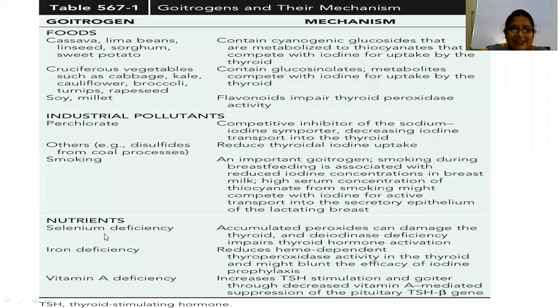Then nutrients: selenium deficiency causes accumulated peroxides. It can damage the thyroid, and deiodinase deficiency impairs thyroid hormone activation. Next, iron deficiency reduces heme-dependent thyroperoxidase activity in the thyroid gland. Next, vitamin A deficiency increases TSH stimulation and goiter through decreased vitamin A mediated suppression of the pituitary TSH beta gene.